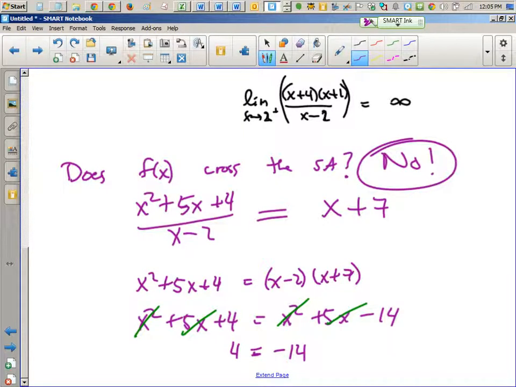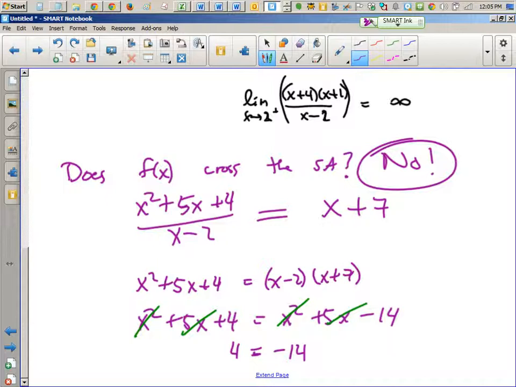Does that mean that no graph can ever cross the slant asymptote? I'm not saying that. I'm saying this problem yields no solution when you try that. See how you can always try stuff? Come up with your own questions about it. Analyze it further. Okay, those are mine.